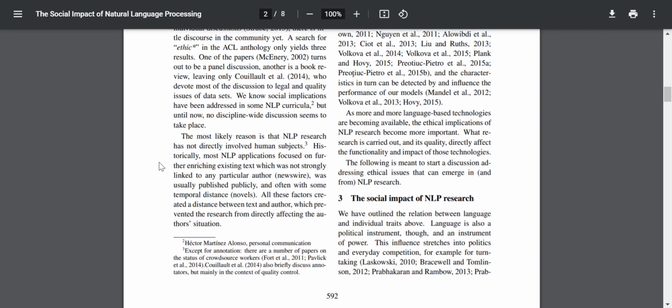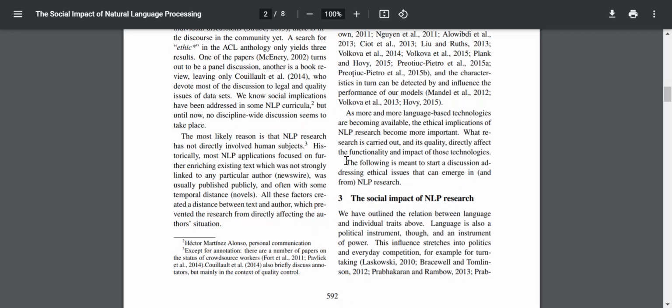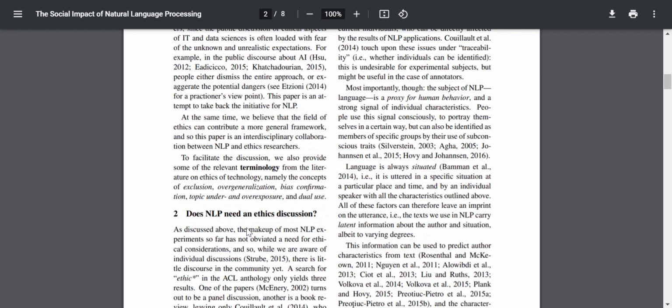So we've discussed this. So I'll just read through it. Historically, most NLP applications focused on further enriching existing text, which was not strongly linked to any particular author, was usually published publicly and often with some temporal distance. All these factors created a distance between text and author, which prevented the research from directly affecting the author's situation. So what they're essentially trying to say is, first of all, it did not involve human subjects directly, and secondly, even when they had a data set, it was often distanced from the authors.